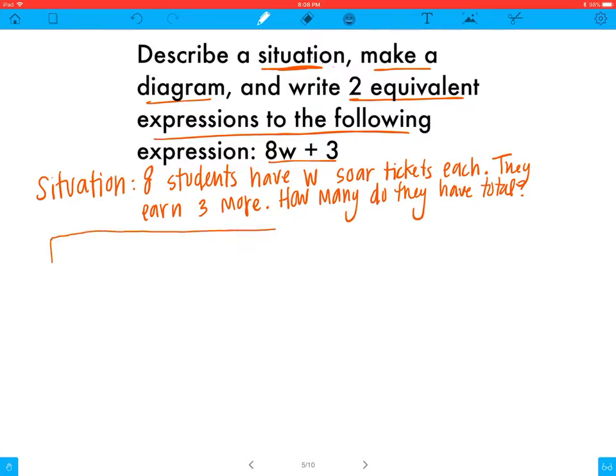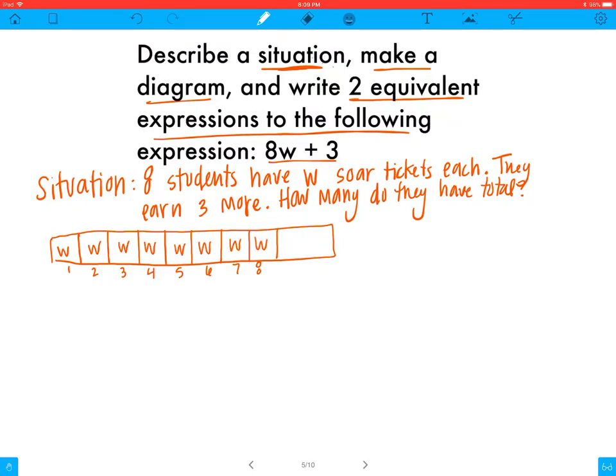Now I need to make a diagram. For my diagram, I'm going to draw another rectangle, and I'm going to split it into 8. And there's 1, 2, 3, 4, 5, 6, 7, 8, and then I have a little one left over. And I always number them to double check. I don't want to go through and have my diagram be wrong. That would be super sad. So each of them get W labeled inside it. There's 8, they get W, and then 3 added on to the back.